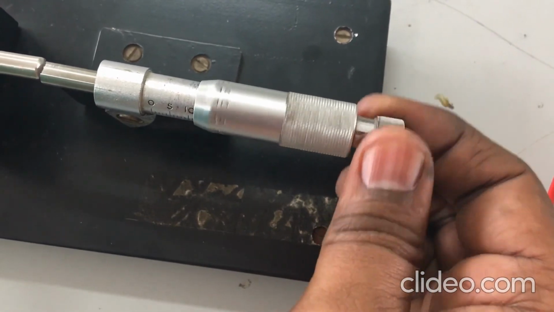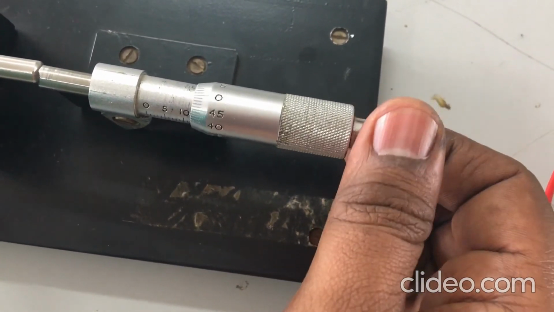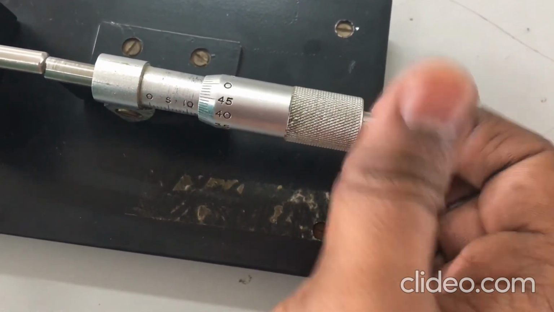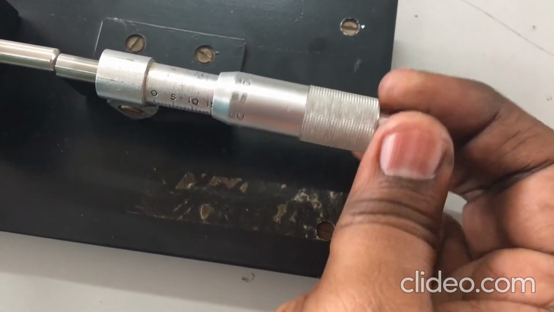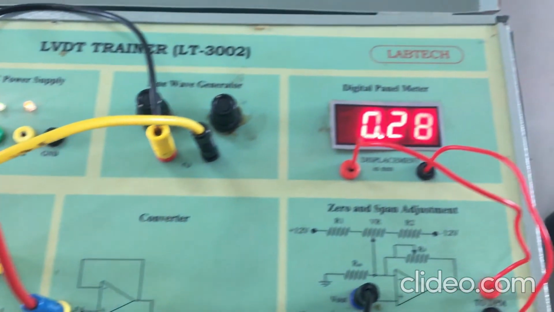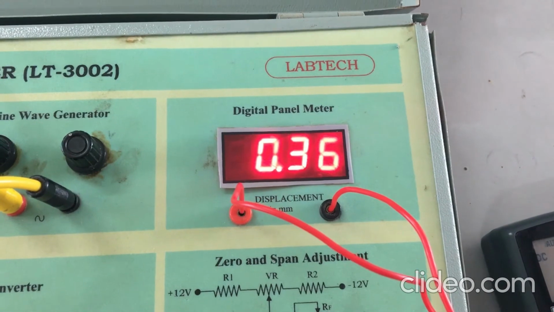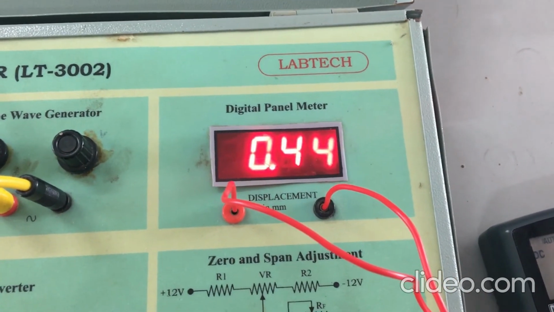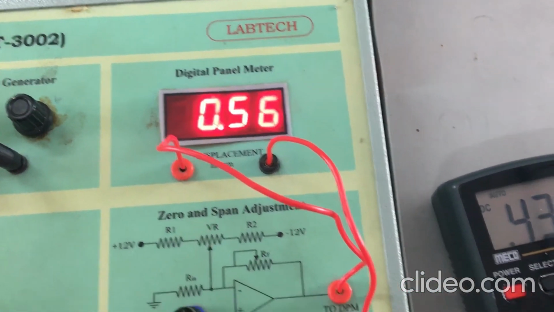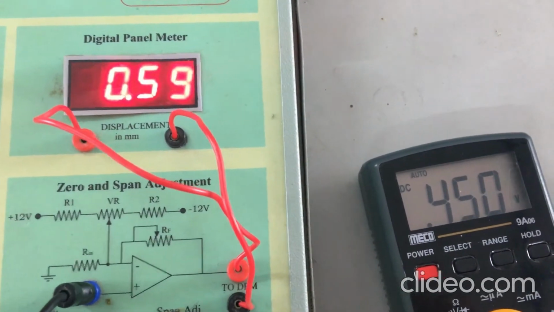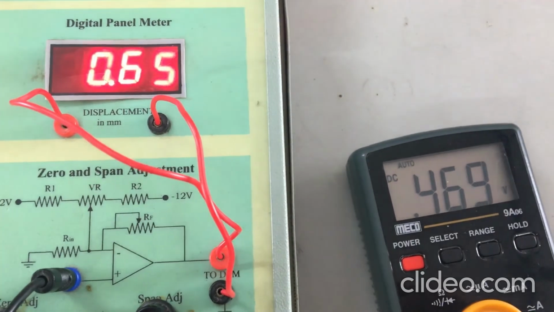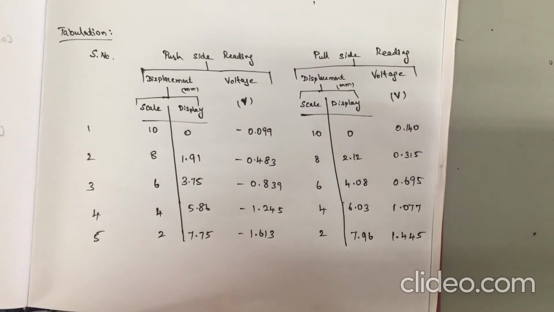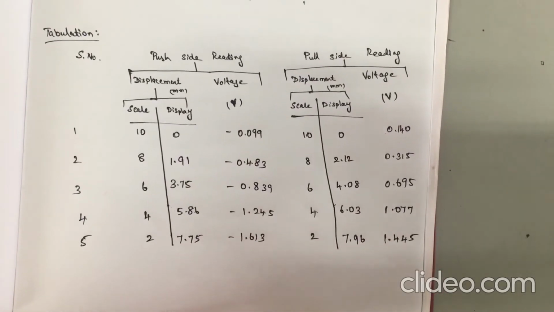Here the value will be observed on the permanent scale as 12, 14, 16 and then 18 respectively, and the values of voltages are observed in the multimeter, right? So by adjusting the screw from 10 to 20, we can observe the value in the display of the digital panel meter as well as the voltage in the multimeter. We have observed the values in the trainer kit as well as in the multimeter.